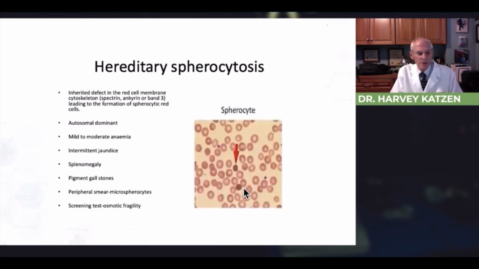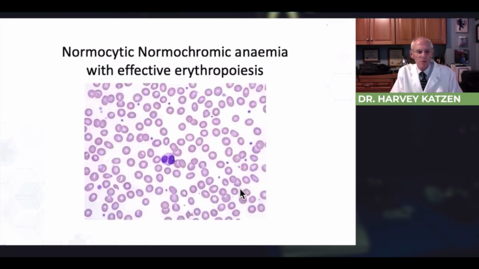This is another type of anemia where you have very small hyperchromic red cells. You'll see other types of fragments in these patients, and there are some specific tests that we do, such as osmotic fragility. Normally, when you see a number of cells that look like this, you might be suspicious you're dealing with hereditary spherocytosis.